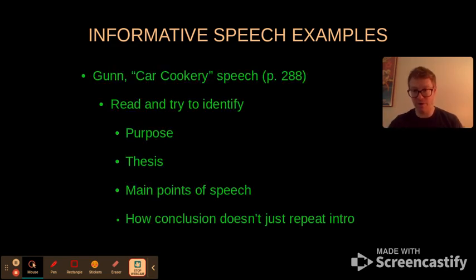Second speech, the car cookery one, we've already talked about this from the Gunn textbook. Page 288 is when it starts. Do the same thing, try to identify why he's doing an informative speech on car cookery, or using your car to cook food while you're driving. Yes, it is a thing. What's the thesis, main points, and so on.